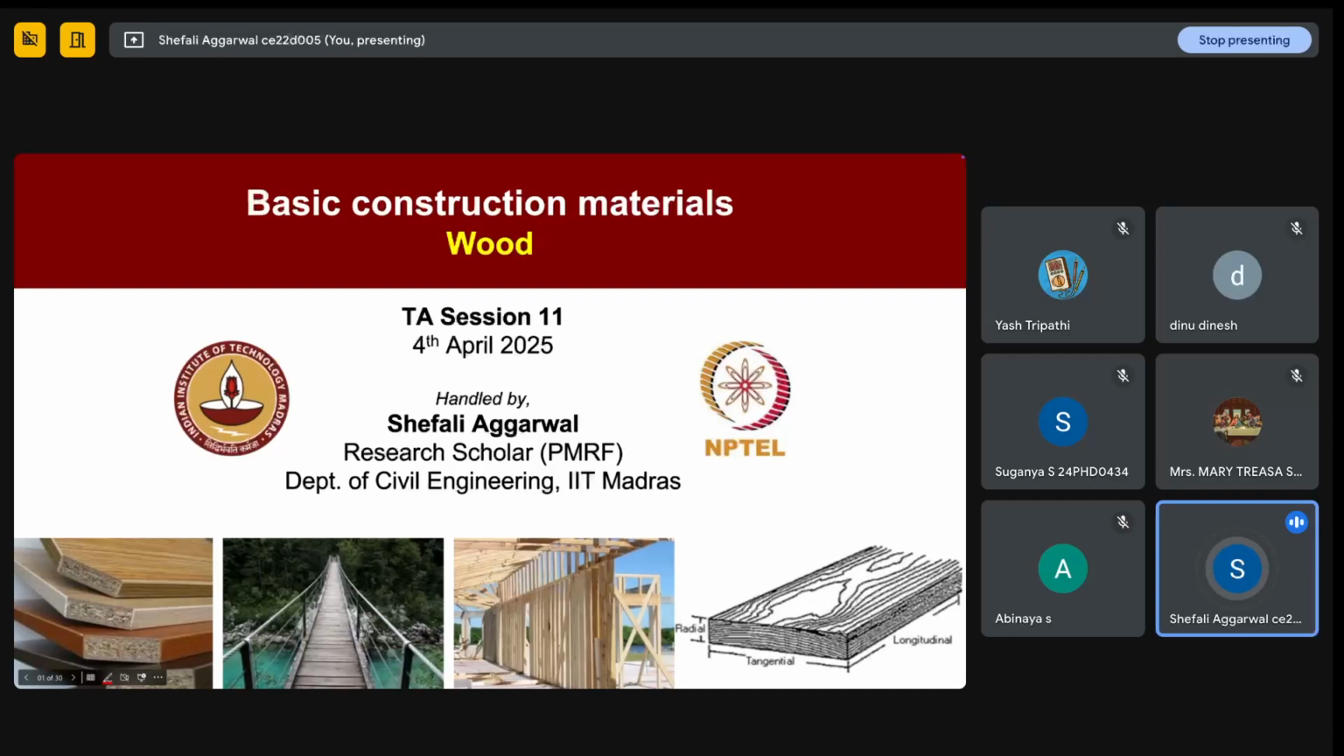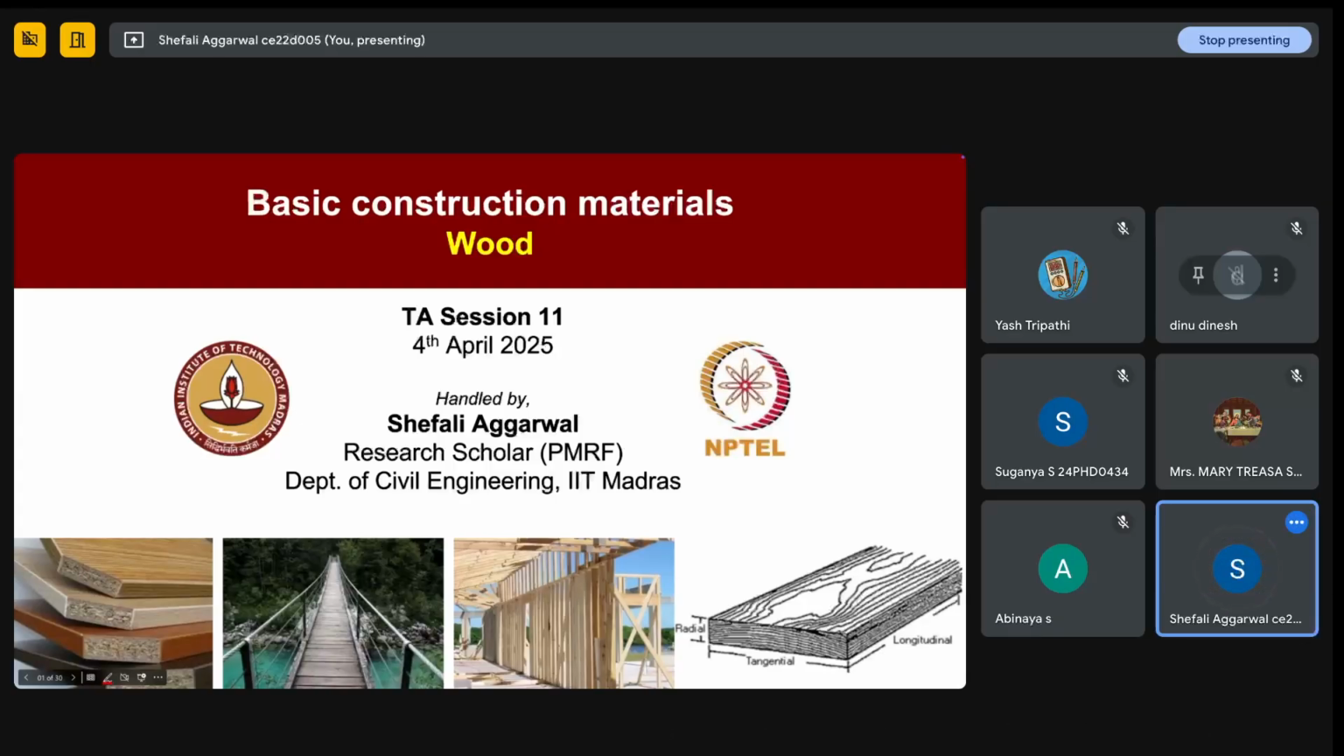I am a PMRF research scholar at IIT Madras, and today is our second last 11th session on the topic of basic construction material. So last week we talked about payments, and in this week you might have studied about wood.